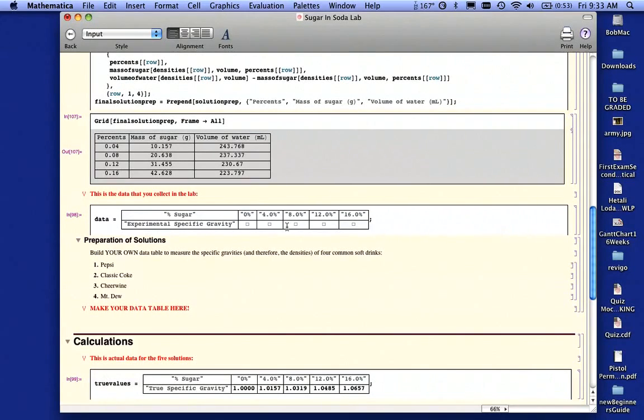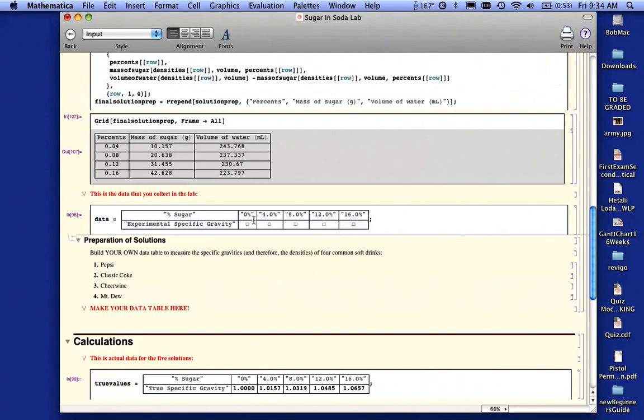Down here is the data you collected in the lab. So you made a 0% solution, 4, 8, 12, and 16% solutions, okay? In Mathematica, when you're collecting data, you don't want to put any calculations in your data table. Your data table should just be the data that you collect in the lab. Then you'll use other tables to calculate your results.